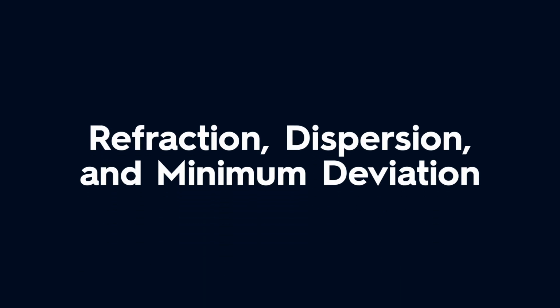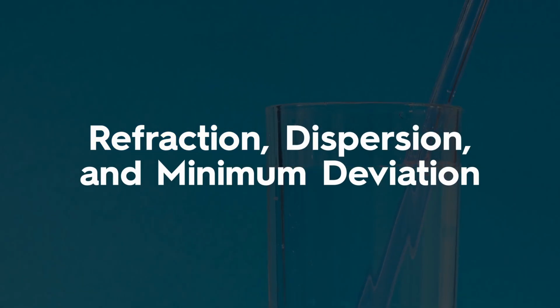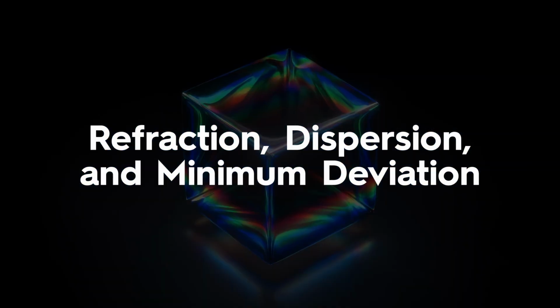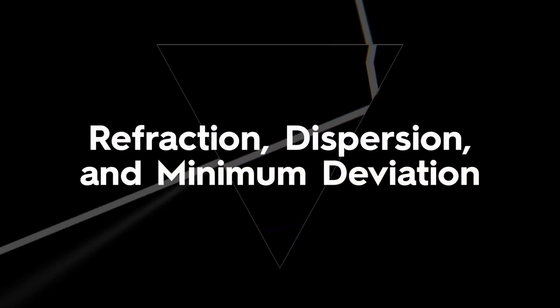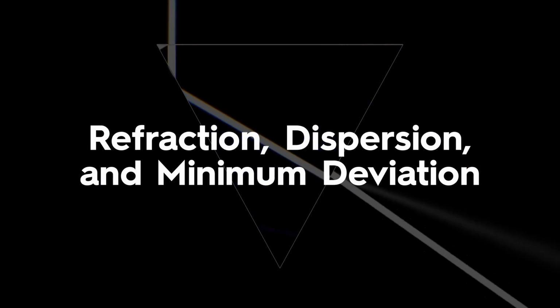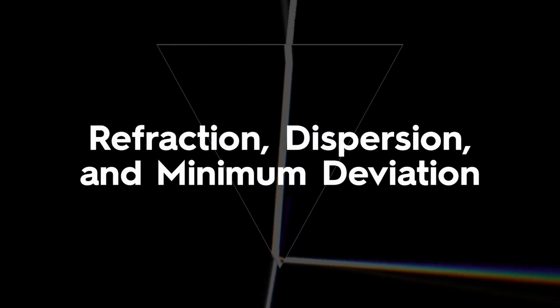In this video, you learn how refraction bends light at boundaries, how dispersion separates colors, and how the minimum deviation condition links a prism's geometry to its refractive index.